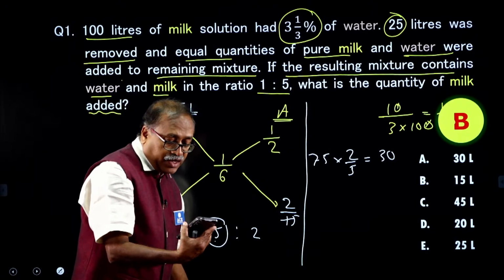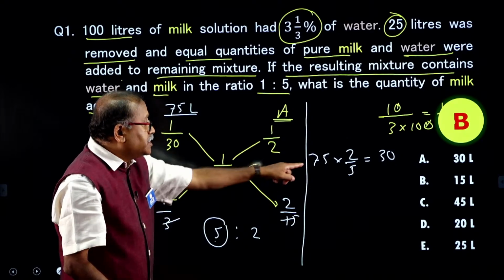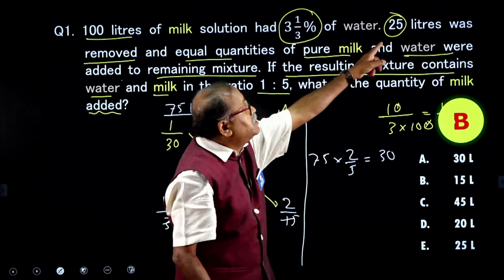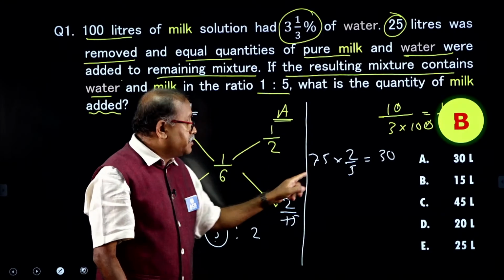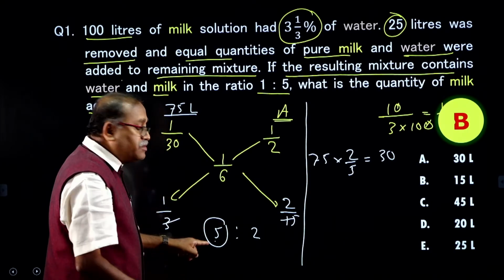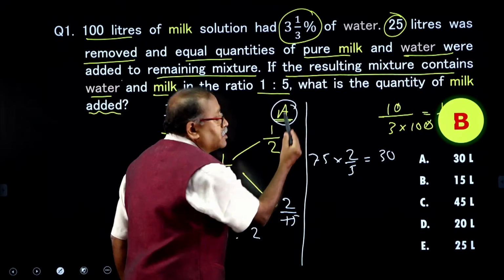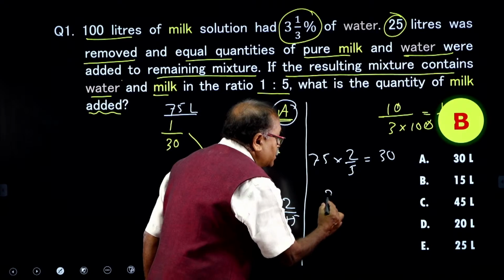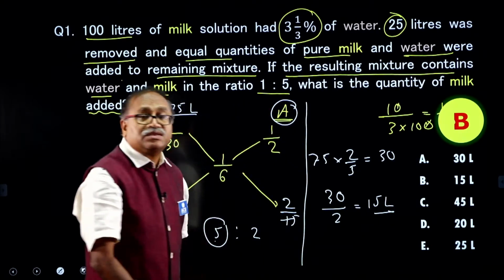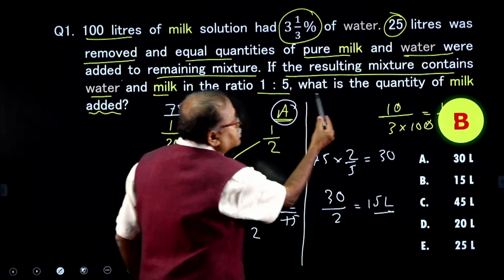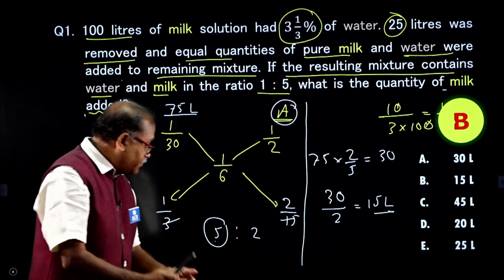Option B. Those who have said option B, that's right. So, why did I write 75 here? Because 25 liters is taken out of 100 liters. So, the remaining is 75 liters. Out of that 75 liters, which represents 5 parts, 2 parts will be 30, and here it is milk and water in equal quantity. So, that is 30 divided by 2, which comes to 15 liters milk and 15 liters water added. What is the question asked? What is the quantity of milk added? 15 liters. Well done, my friends.